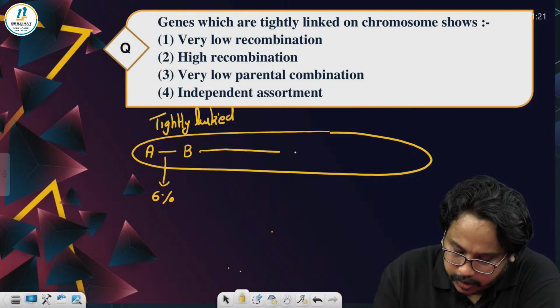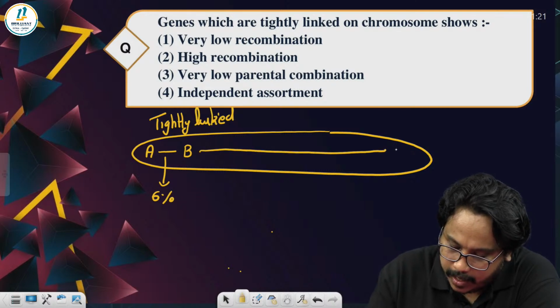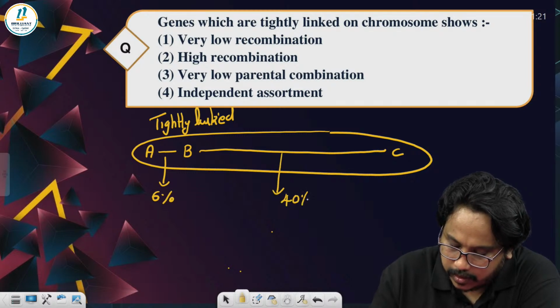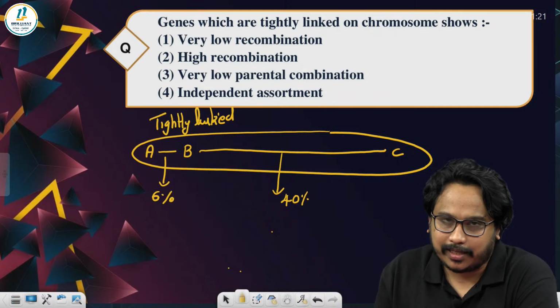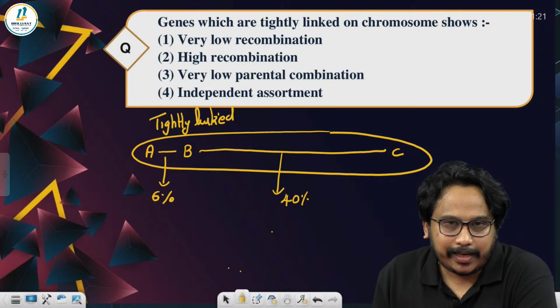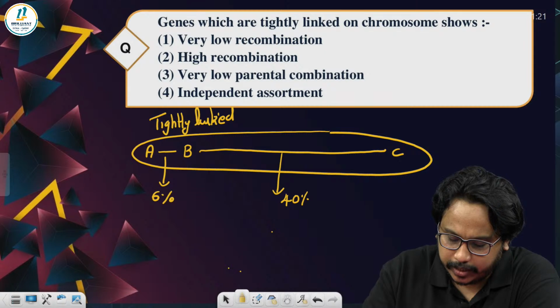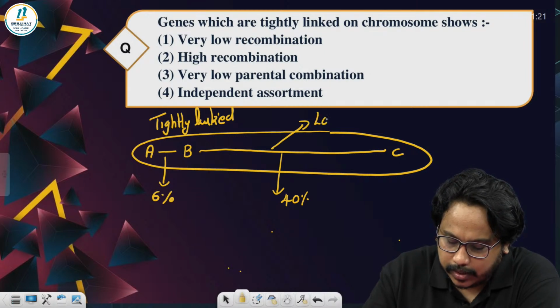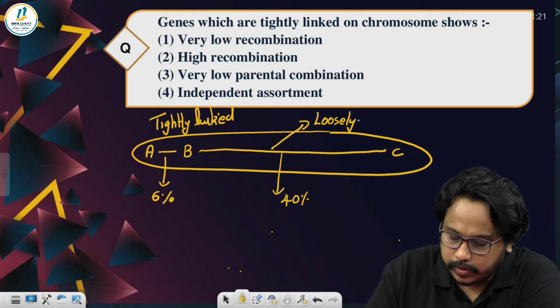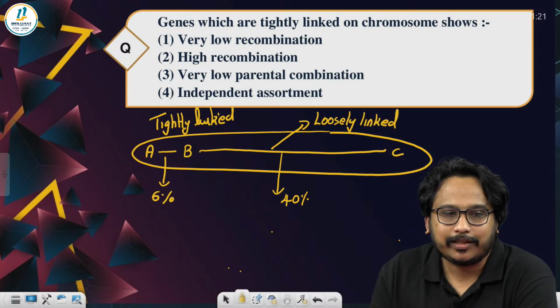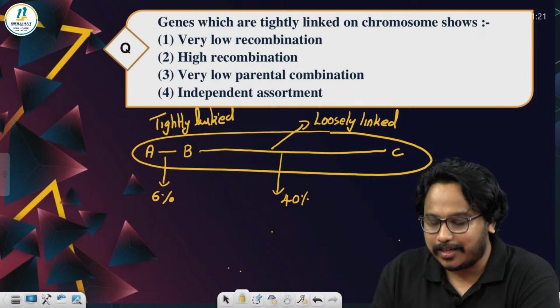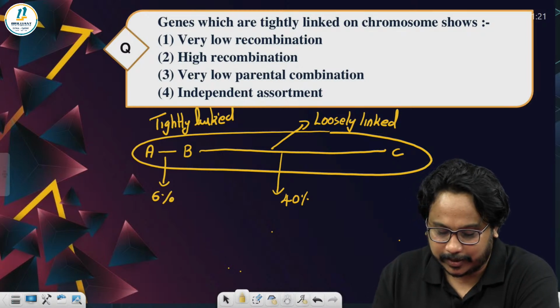But if two genes are showing a very high rate of recombination like 40%, understand they are located very far apart from each other. That is why they are always getting segregated, resulting in new combinations. Such type of genes are called loosely linked genes. So tightly linked genes are located very close to each other, and loosely linked genes are located very far from each other.